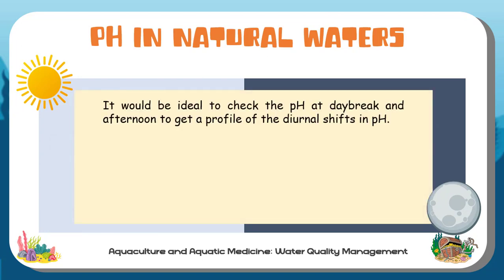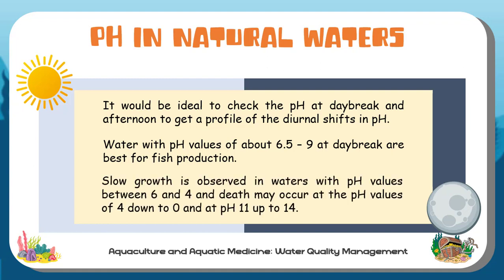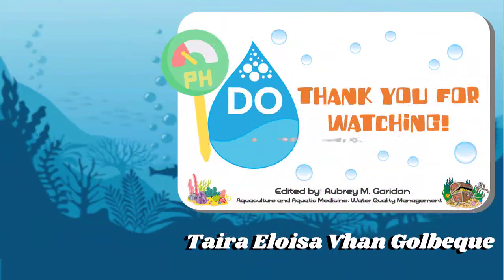It would be ideal to check the pH at daybreak and afternoon to get a profile of the diurnal shifts in pH. Water with pH values of about 6.5 to 9 at daybreak are best for fish production. Slow growth is observed in waters with pH values between 6 and 4, and death may occur at pH values of 4 down to 0 and at pH 11 up to 14.